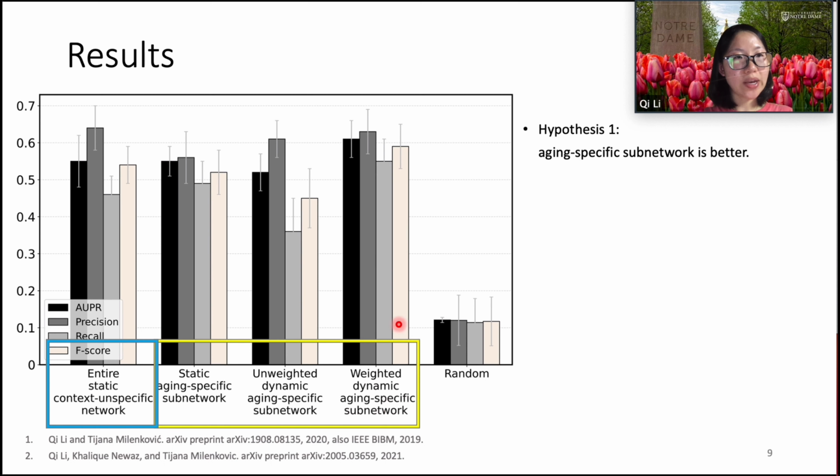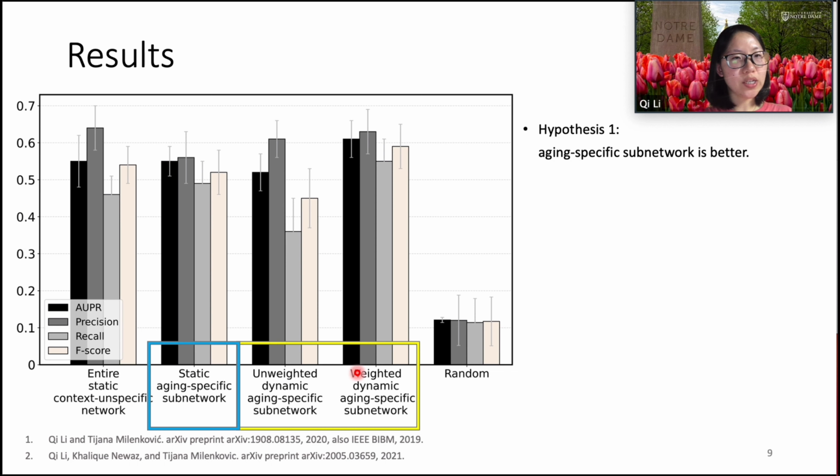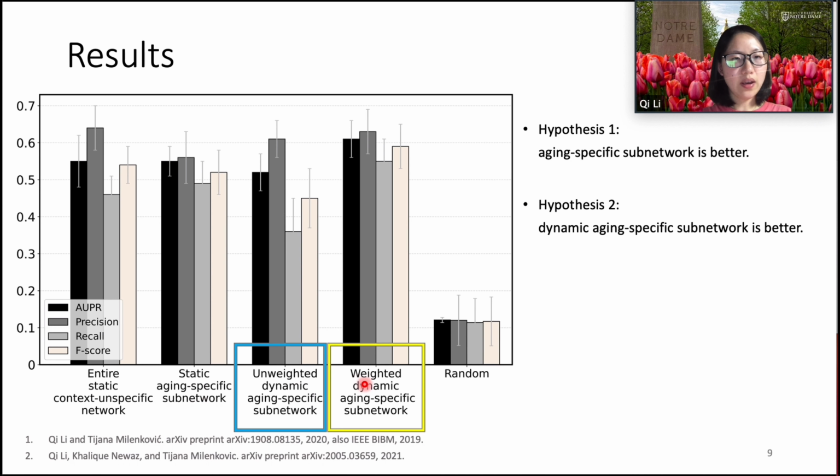Indeed, it is the weighted dynamic age-specific subnetwork that performs better than the entire context-unspecific network in terms of AUPR, recall, and F-score, and with a tight score in terms of precision. So, hypothesis 1 holds. By comparing the best of dynamic age-specific subnetwork to the static age-specific subnetwork, we can get the effect of the dynamic component. Indeed, the weighted dynamic age-specific subnetwork performs better than the static subnetwork in terms of all four measures.